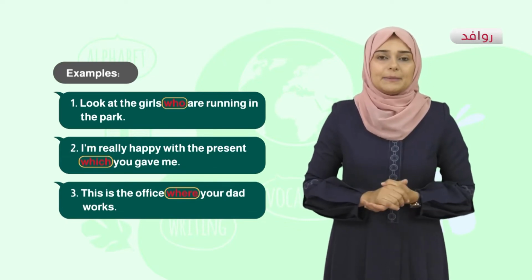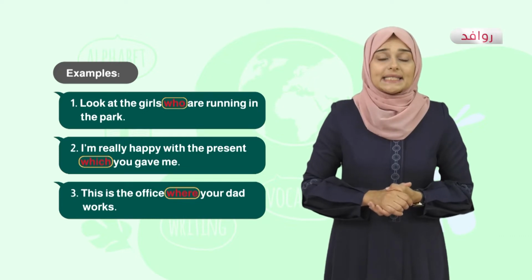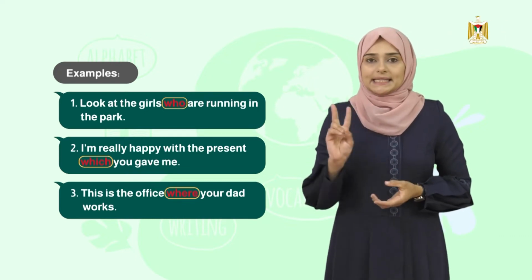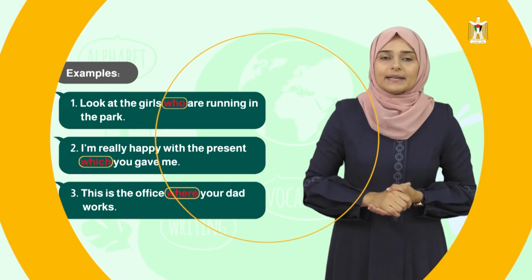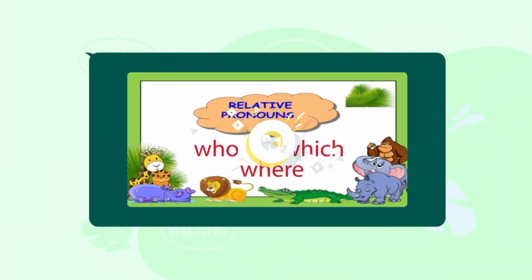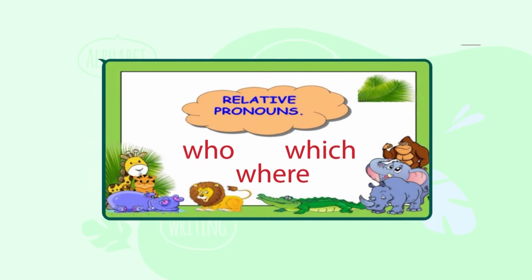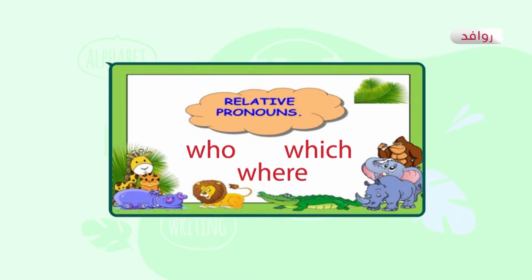In these examples, in the first sentence, who. In the second, which. In the third, where. We call who, which, that, and where relative pronouns. Now, let's see together what are relative pronouns and when to use them. دعونا نرى ما هي ضمائر الوصل وكيف نستخدمها.